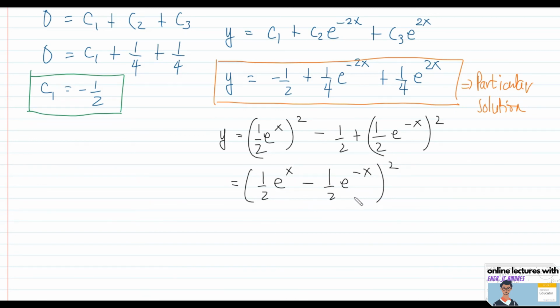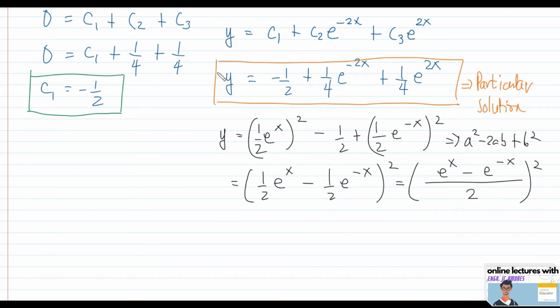If you have realized that, this is actually a squared minus 2ab plus b squared. Now the terms right there could be simplified further as e raised to x minus e raised to negative x all over 2, and then squared. Now it is equivalent, no?